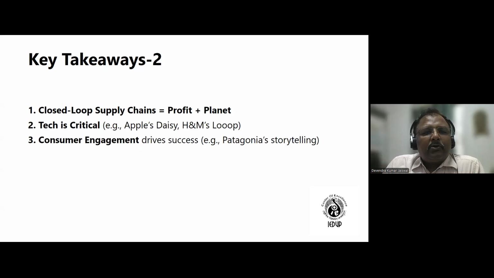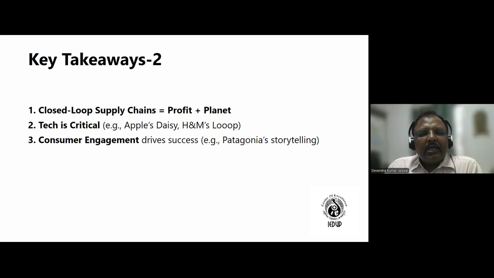We had also talked about closed loop supply chain. It should be giving you both things, profit as well as planet. That means you're saving the environment. Technology is a critical thing. So the high-end technology has been used in Apple. It has been used in H&M, where the old clothes are getting converted into fiber. Then again, it is getting converted into clothing. So that is the level of technology that we are using in the circular economy.